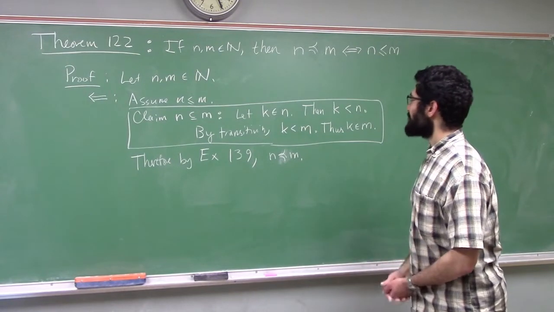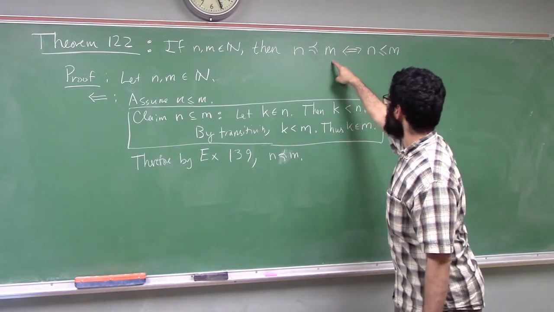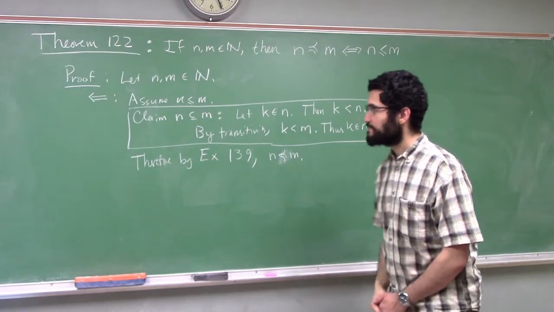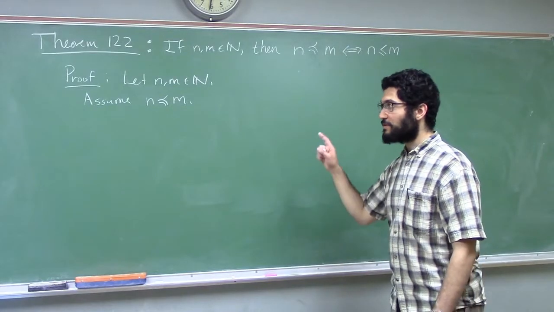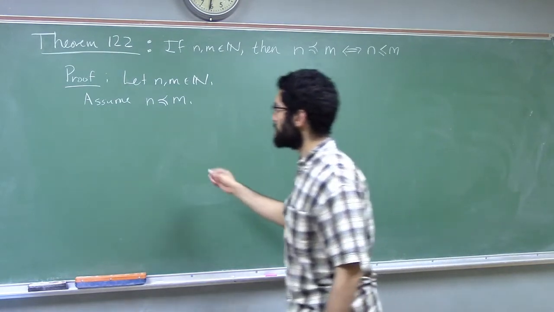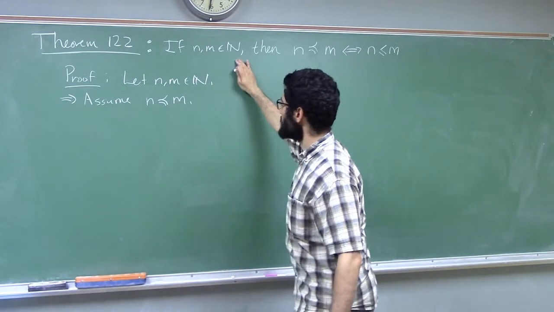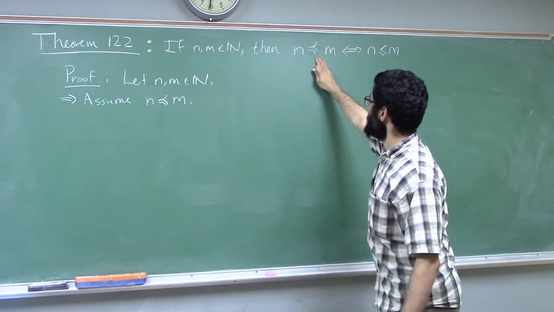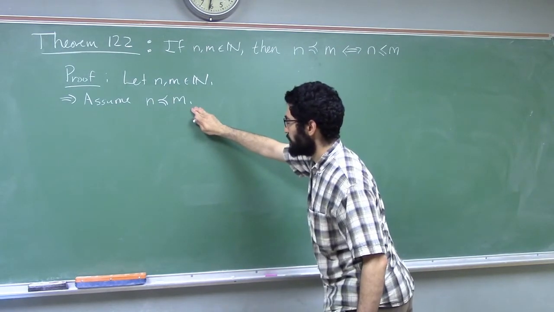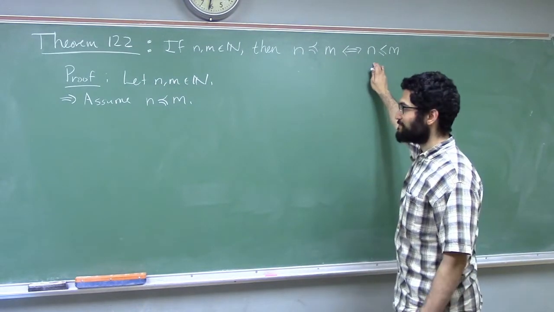The other direction is harder. Suppose there's an injection from n to m. Can you prove that n must be less than or equal to m? Okay, so let's do that. So to prove the other direction, here's what you might expect would be a good way to start. Again, we're fixing n and m natural numbers, and then assume the left side of this implication. So assume that there is an injection from n to m, and then try to prove that n is less than or equal to m.